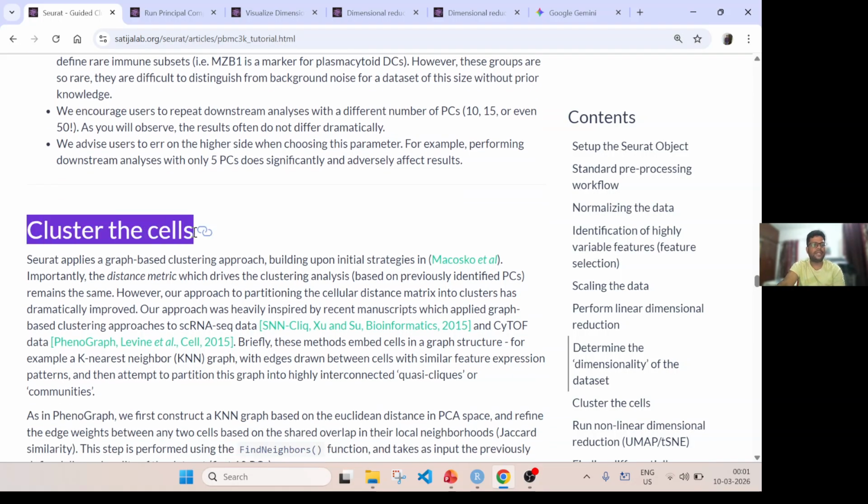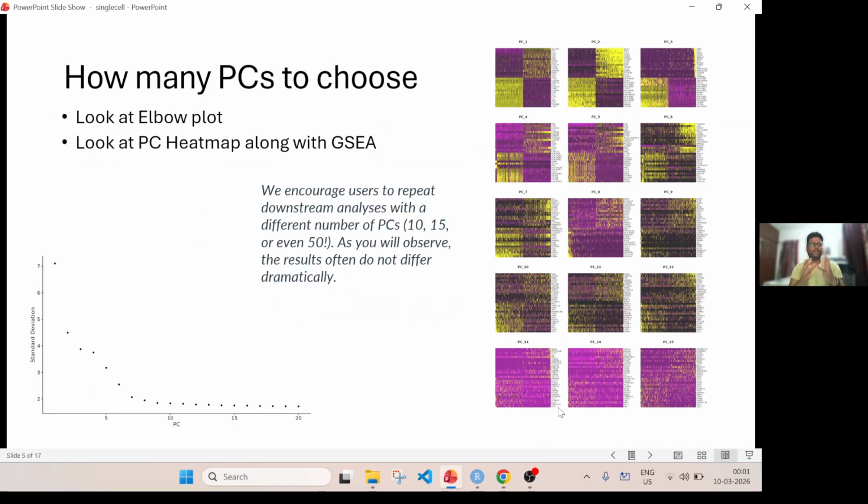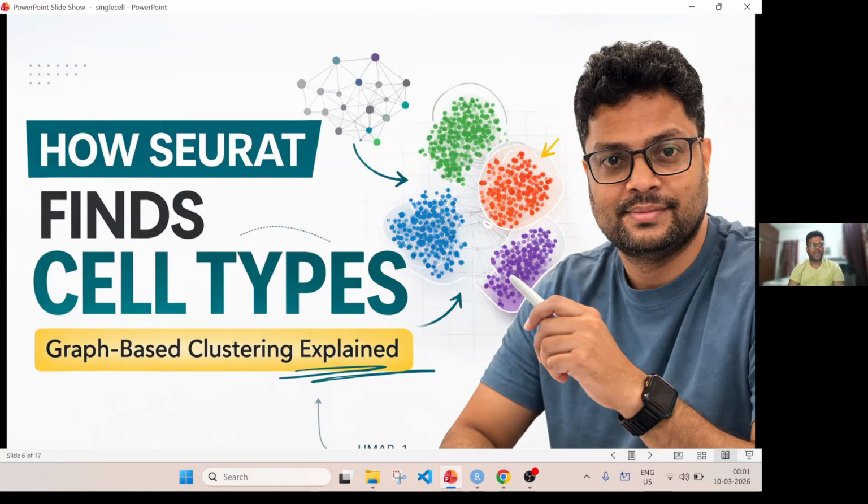The next step in single cell analysis is the clustering. What we have now is the PCs. That means we now have very clean data and a very small data set because we have compressed it. And now the next step is very important, the graph-based clustering. We need to cluster the cells into different clusters. So this is very, very important.